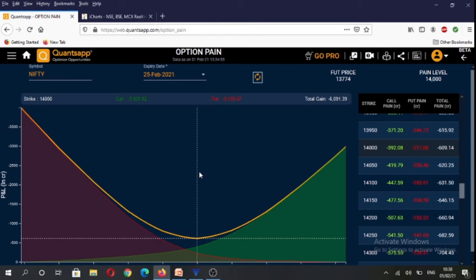If we see the option max pain data for 25th February expiry contract, you will see that the max pain on the monthly expiry contract is at 14,000 level. So if market was to expire at 14,000 level on 25th February, option writers are going to suffer the least amount of losses, theoretically speaking.